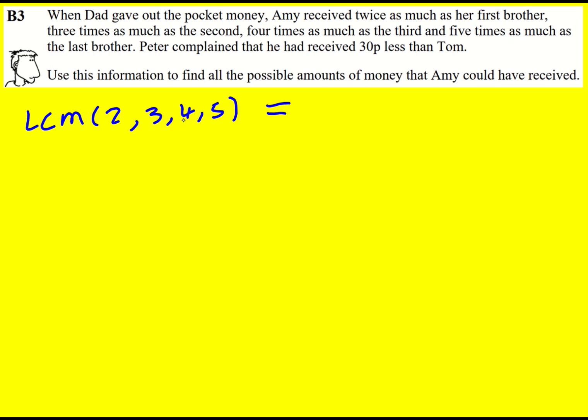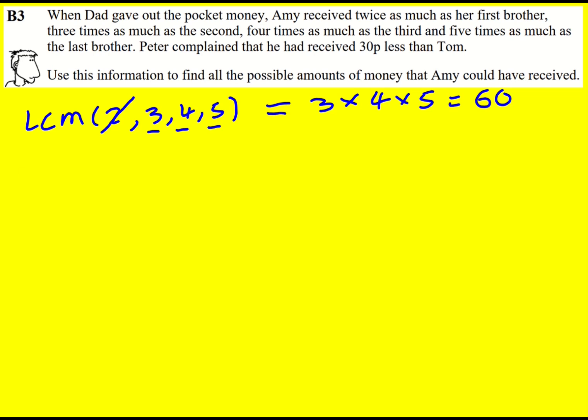Now, 2 goes into 4, so actually the lowest common multiple of 2, 3, 4, 5 is the same as the lowest common multiple of 3, 4, and 5. It's just 3 times 4 times 5, which gives 60. We don't need to incorporate that 2 because 60 is necessarily going to be a multiple of it. And you can see these are co-prime, they don't share any common factors.